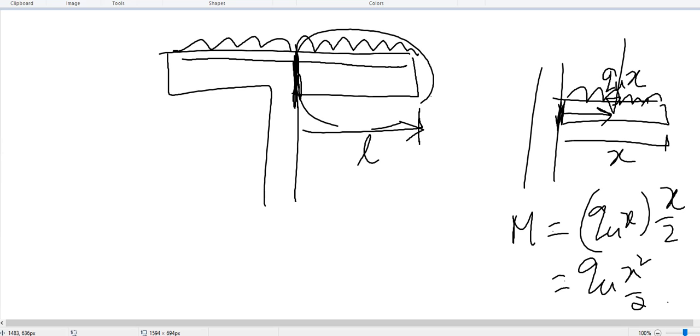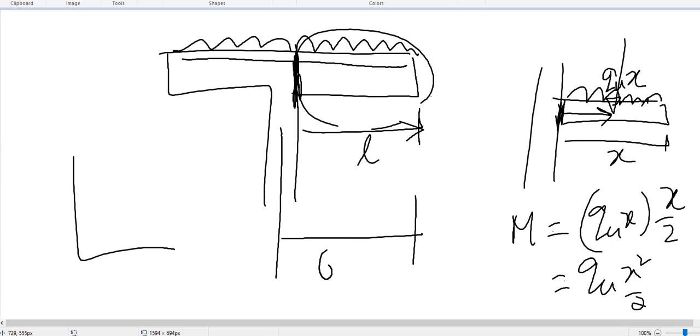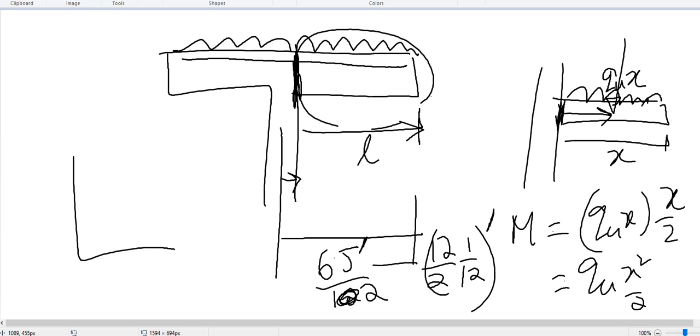Now how to find X? Very simple. This portion is 6.5 divided by 2. Oh, I do not need to divide by 12, divided by 2 is feet. If I deduct this column, 12 inch divided by 2, or 1 by 12, then this is my feet. So this 2 means half of this. This 12 will convert inch to feet. This 12 is column size.